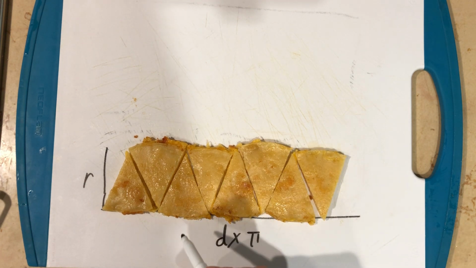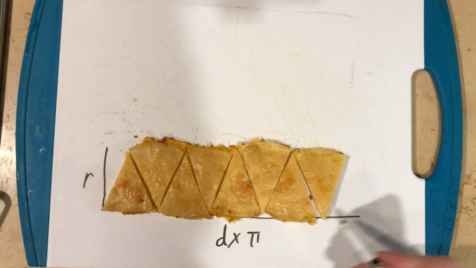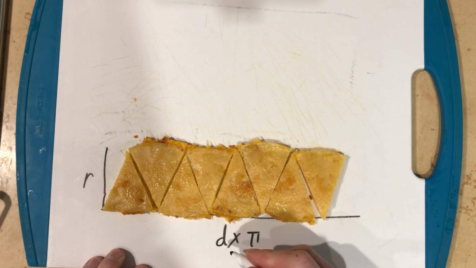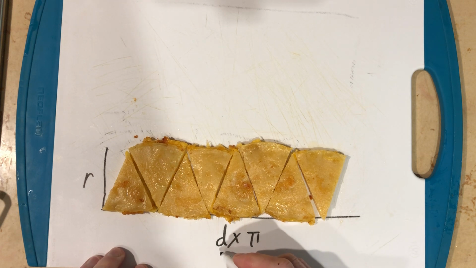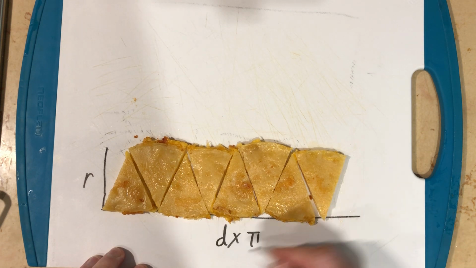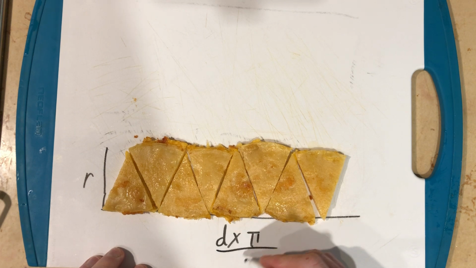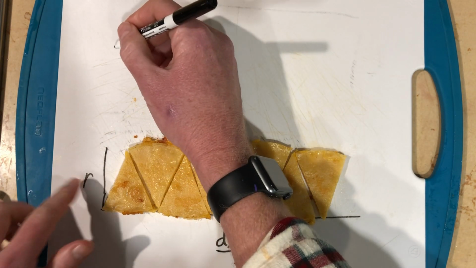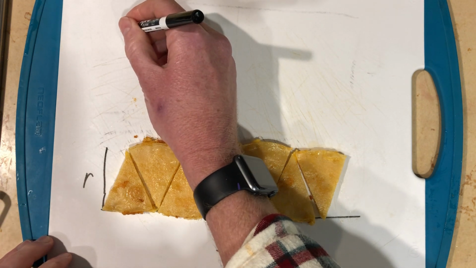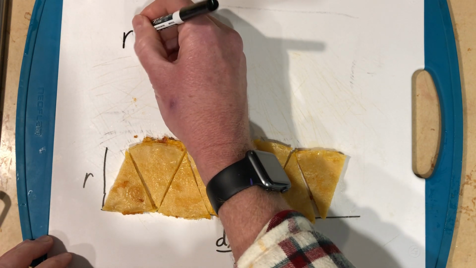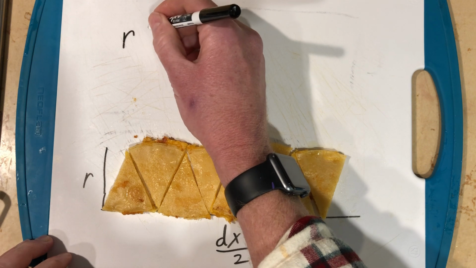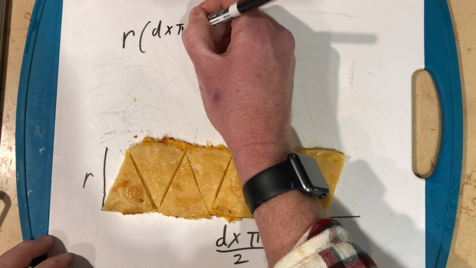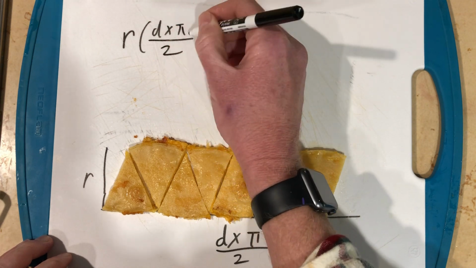But it's not quite as long as the circumference because the circumference goes down here and then it continues over here. It's only half as long. So what we have here for this side is the diameter times pi over 2. So let's write out our formula up here, shall we? So we have the radius, r, and then we multiply that by diameter times pi over 2.